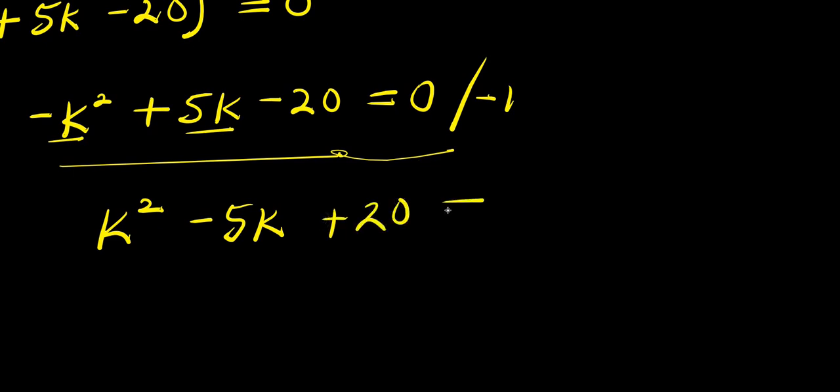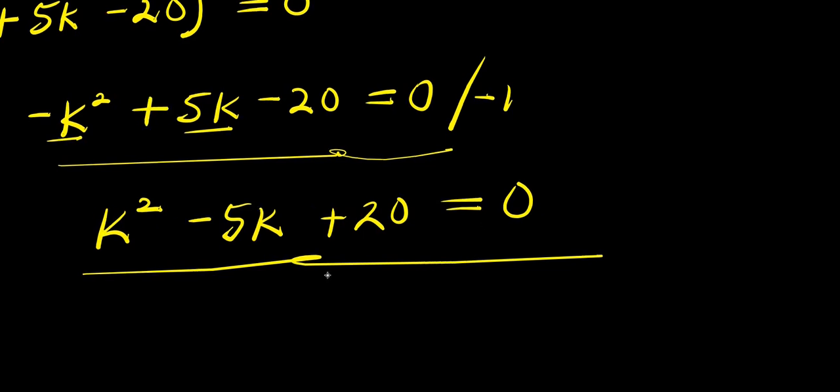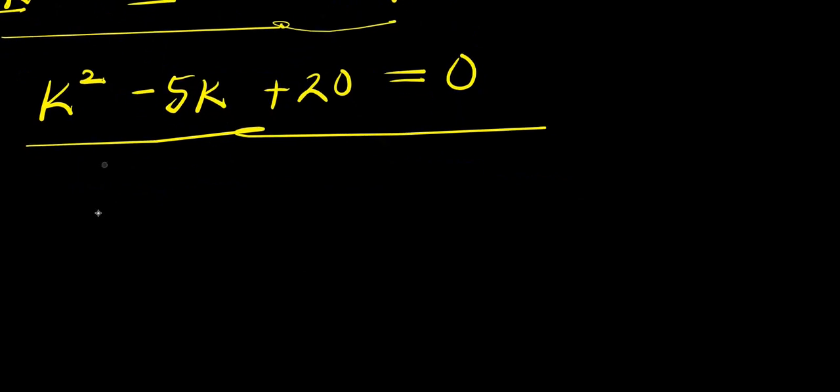This is plus 20. And this equals 0 divided by negative 1. That is 0. So we have this quadratic equation here that we are going to solve, and we will solve using the formula method. So let's write the formula in respect to k.